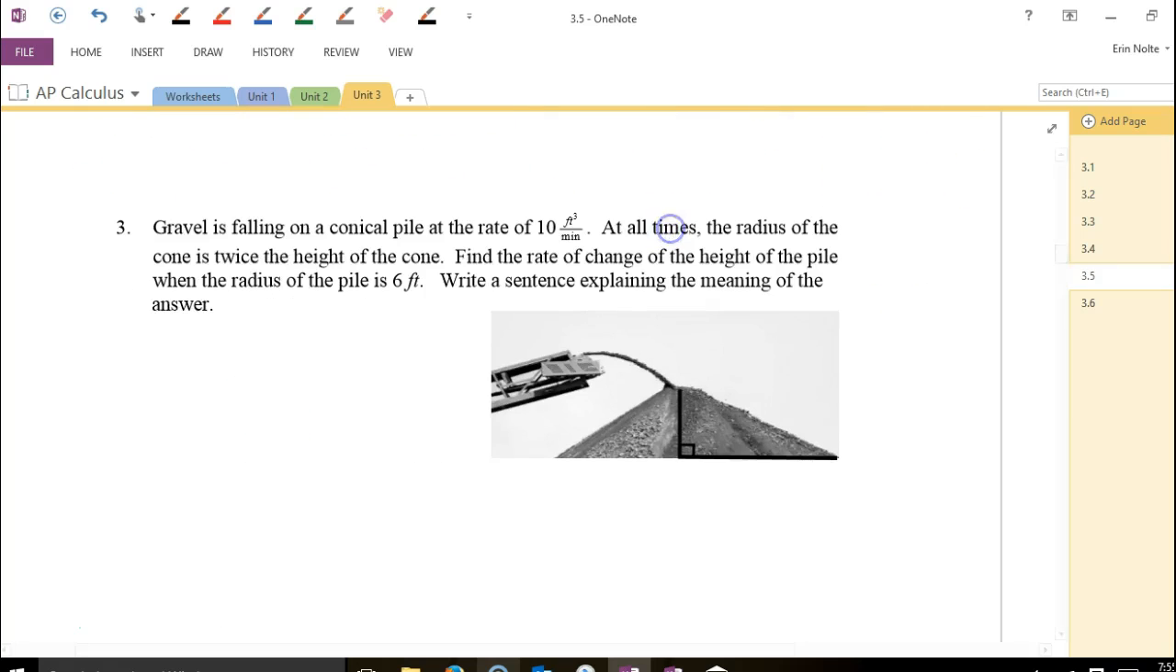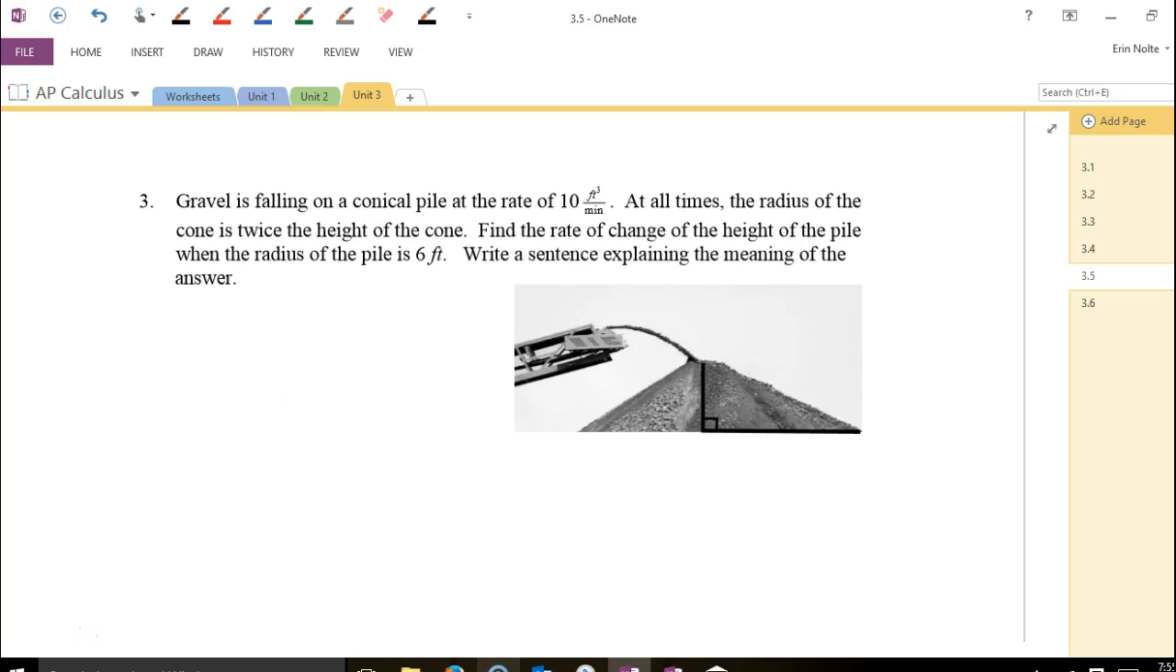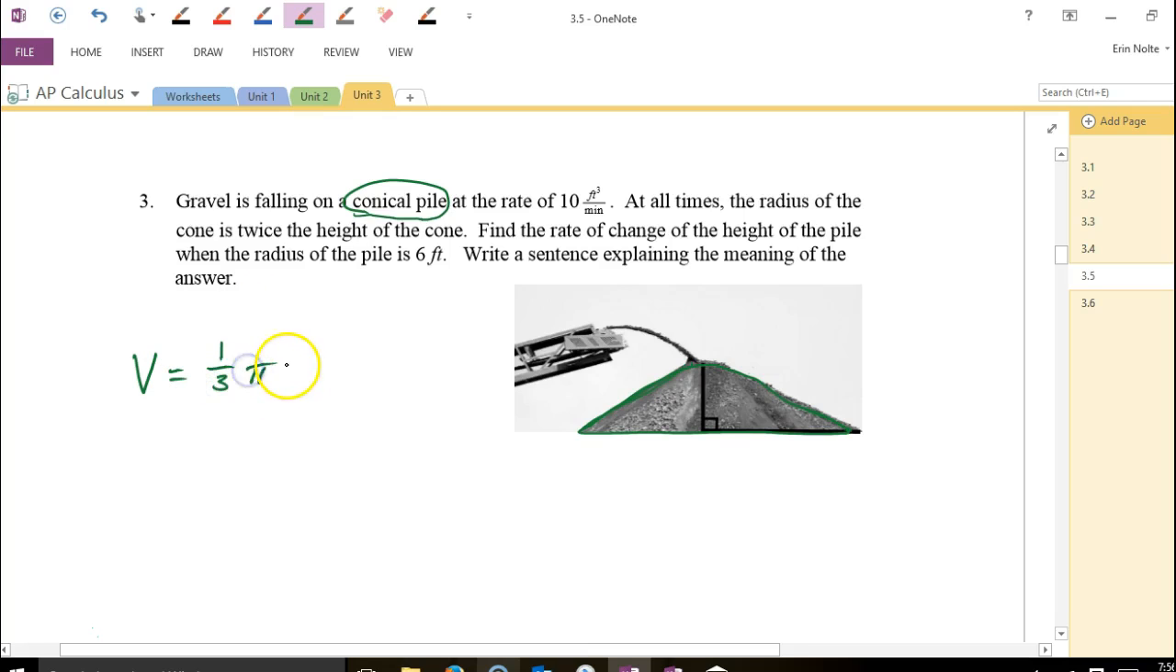All right, the last question here. Okay, so this is gravel, and this machine is pouring this gravel onto this conical pile. Okay, so conical pile is giving us information about what the shape here is. It's saying it's a cone, and we're talking about the volume of a cone. So if you look back above, you might remember that the volume is equal to 1/3 times pi times r squared times height.